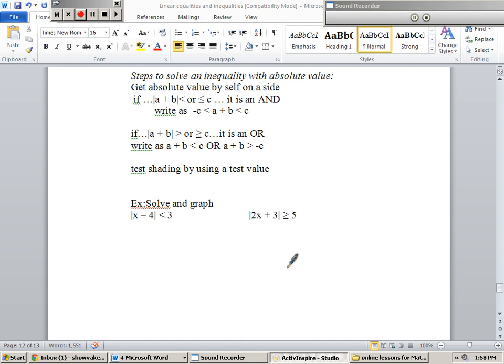So 2x plus 3 is greater than or equal to 5, and 2x plus 3 is less than or equal to negative 5. Subtract my 3. 2x is greater than or equal to 2. X is greater than or equal to 1. Subtract my 3. 2x is less than or equal to negative 8. X is less than or equal to negative 4. Negative 4 less than or equal to, 1 greater than or equal to. And it does look like an OR.